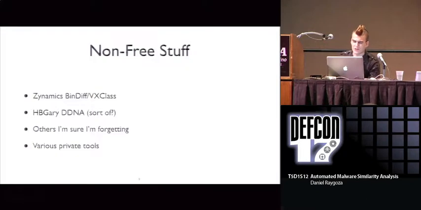And I mentioned HBGary's Digital DNA because it's sort of a classification scheme, and I wanted to bring that up because what I'm not trying to do is classify malware. The system won't tell you that this is a Trojan or this is a keylogger or something like that. I don't really care what it is. I'm just looking for duplicated code. So classification, definitely not what I'm going after. And your agency may have private tools to do something similar to this as well.